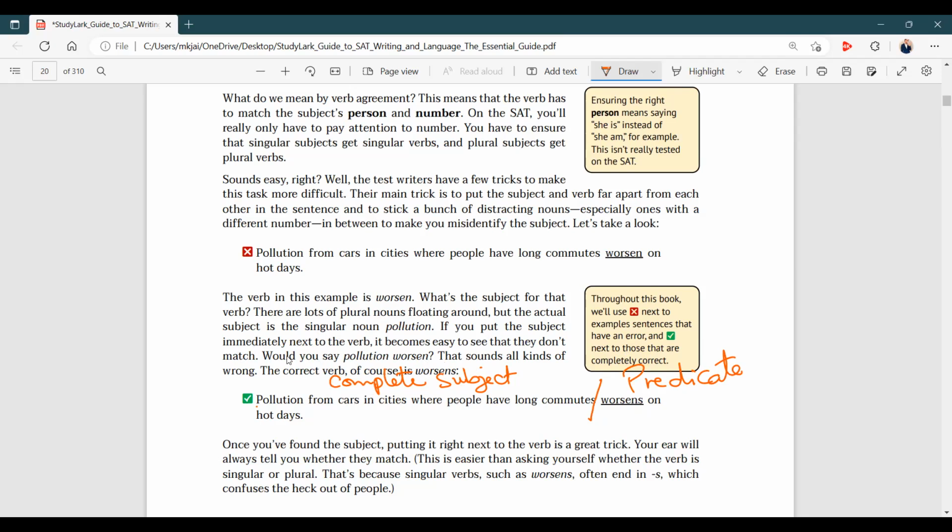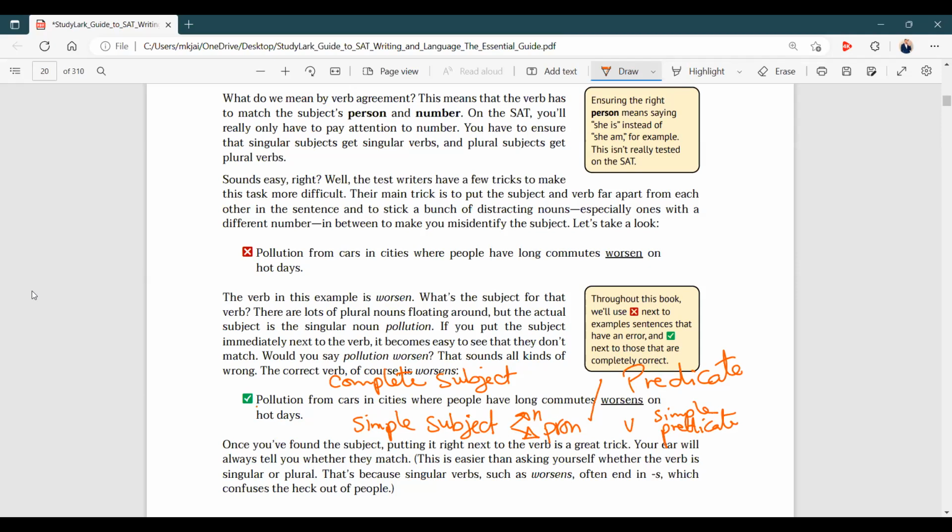In other words, when I say simple subject, the simple subject could be one of two: a noun or a pronoun. When I say simple predicate, what do I mean? I mean the verb. So when I say the essential elements of the sentence, what do I mean? The subject and a verb.